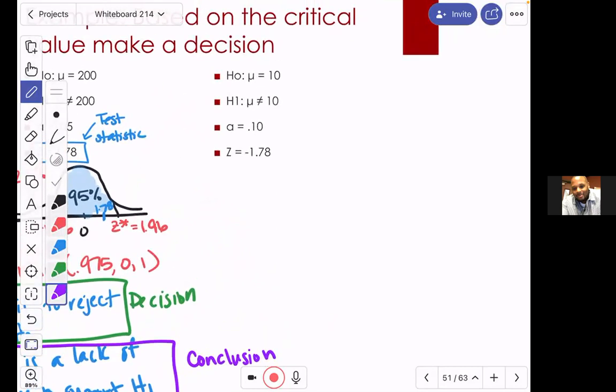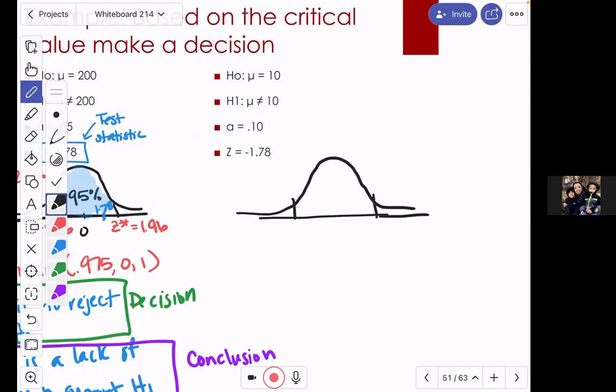Here it says that mu is equal to 10 versus mu does not equal 10. Alpha is equal to 0.1, Z is equal to negative 1.78. So again, if alpha equals 0.1, what kind of confidence interval is that, by the way? 90%. So on the inside of how much then? 90%.